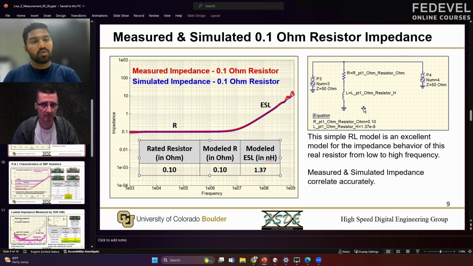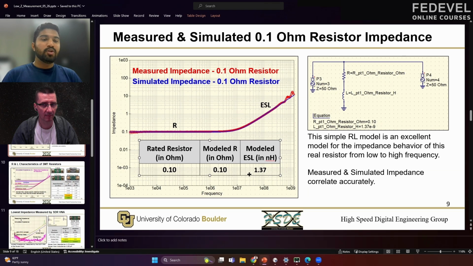We are focusing here on low cost tools, free software, and simplistic things to get a good view and understand the components that we are going to use in the PDN. The simple first order RL model is giving us a really good correlation between the measured and the simulated impedance. We also understand that this real resistor component can be modeled as a simple RL circuit. We have also confirmed that the resistance matches what we expected from the DC measurement. So we now have confidence in this two-port measurement method, and the ESL value for this SMT component is also in the range that we expected.